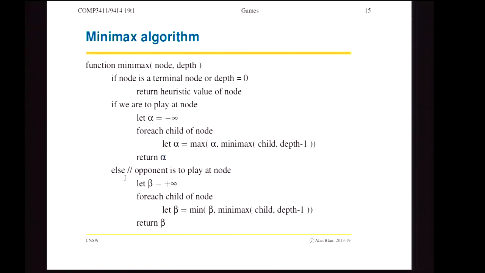If it's a min node, you go the other way; we call it beta instead of alpha. So beta starts out at +infinity, and then for every child, we recursively evaluate that child. We're looking for the smallest one, so if it's smaller than our current smallest one, we replace it. Okay, so this is the minimax algorithm. Are there any questions about this?